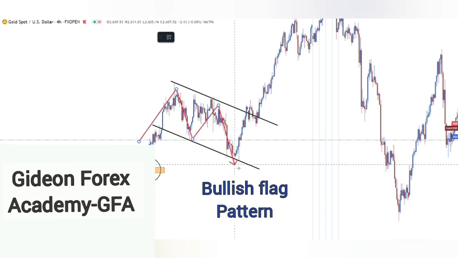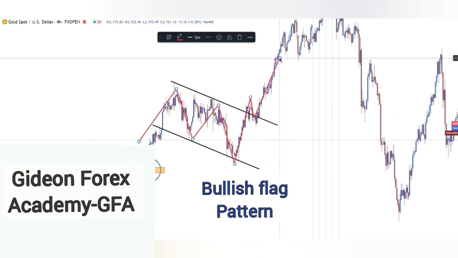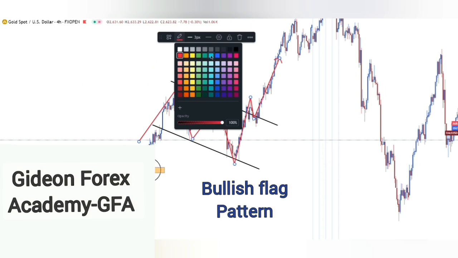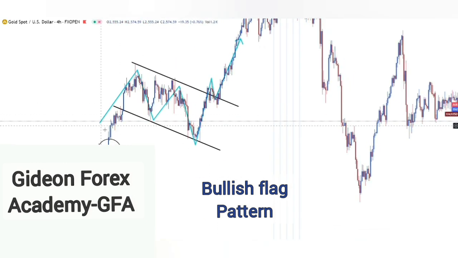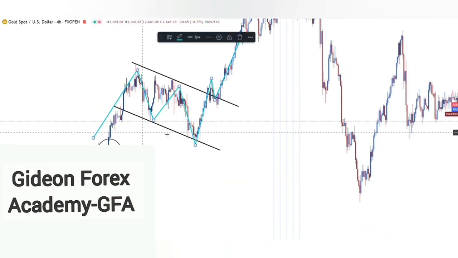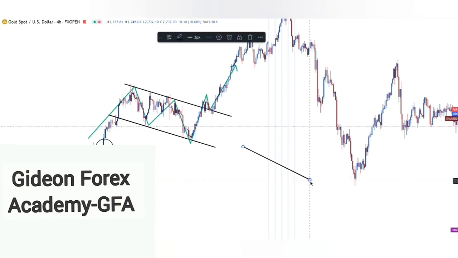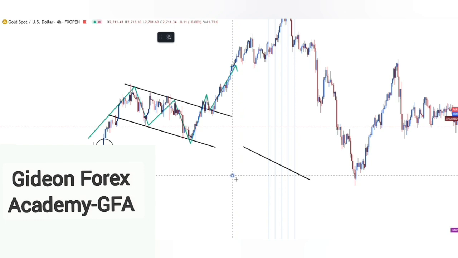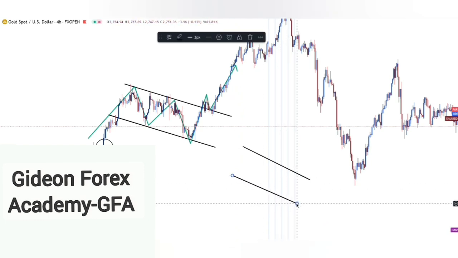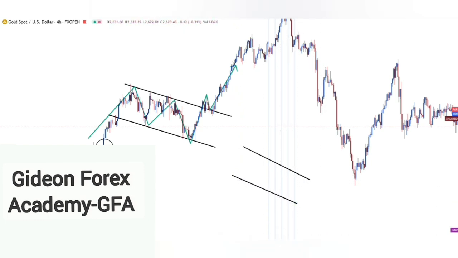Price just bouncing in between here, and then there's this breakout, and then the retest of that area before the price rallied all the way to the upside. So that's a bullish flag by a chart pattern. It looks more like this. Just to create a picture for you, a bullish flag would look something like that.